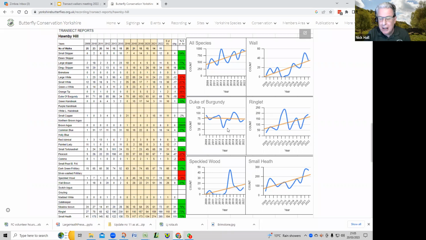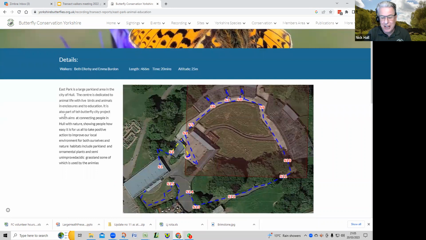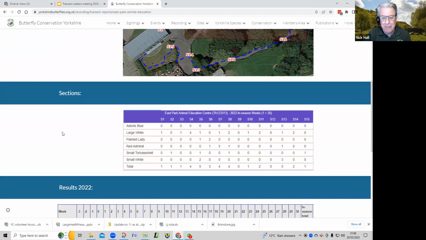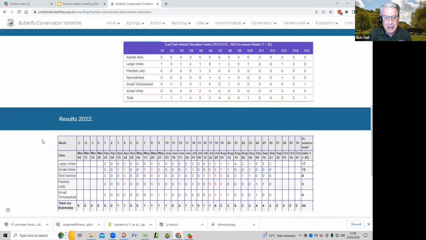And I'd like to, if Emma from Hull East Park, are you there, Emma? And I'll just briefly show you. So this is a very big contrast, an urban transect compared with some of the nature reserves we've been looking at. So this is in the middle of East Park in Hull, and it covers the animal education area. It's basically a circular route that covers a wide range of shady areas, some grassland, lots of nectar supply, big trees, quite a short route. They get quite a variety of butterflies, but not huge numbers, but they get some. It shows you some of the contrast between our urban sites and our nature reserves.